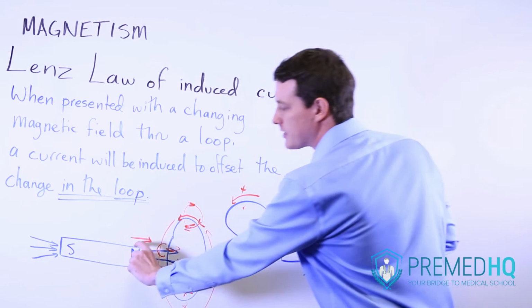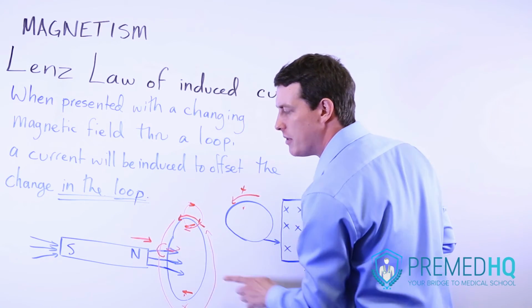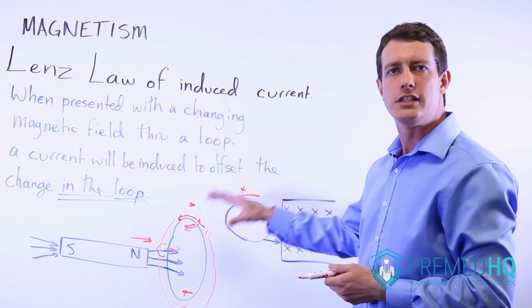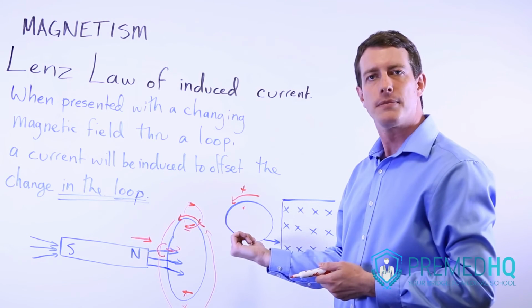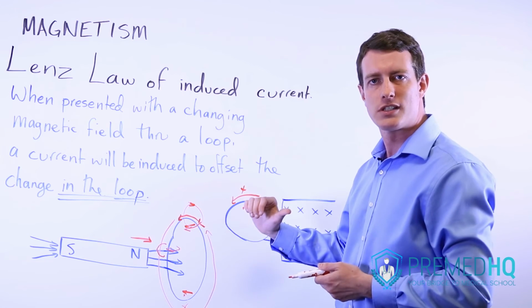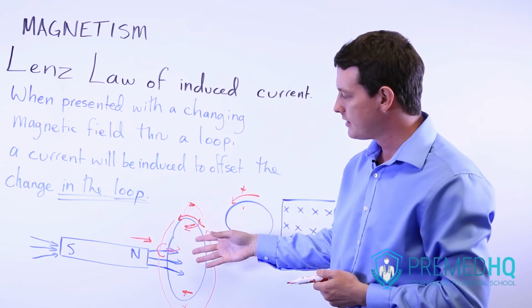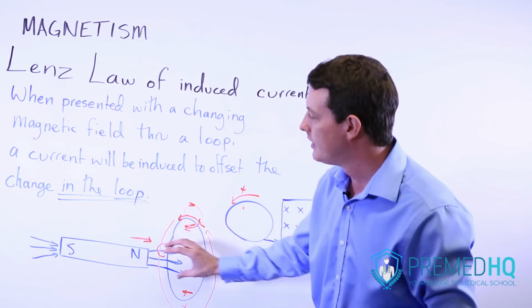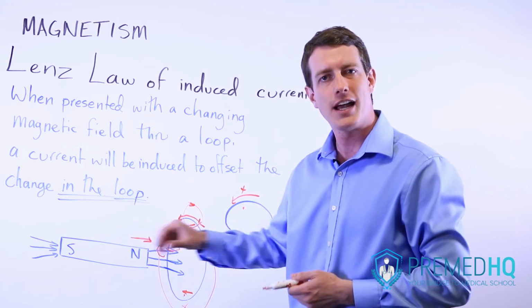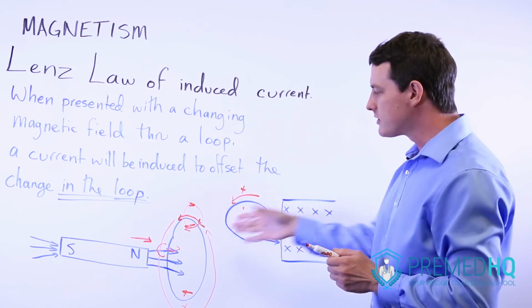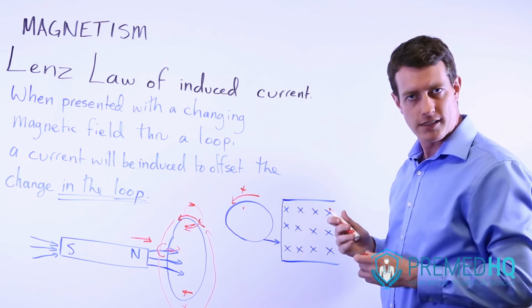Now, if we were to take this magnet, instead of moving it inward, but instead move it outward, then what happens there is you're seeing a reduction in the field flowing through that. And so a current will be induced that will increase the amount of field going through there, because we're trying to offset the loss of magnetic field that happens when you start pulling that magnet away. So just realize that these are the two ways you're likely to see Lenz's law tested.